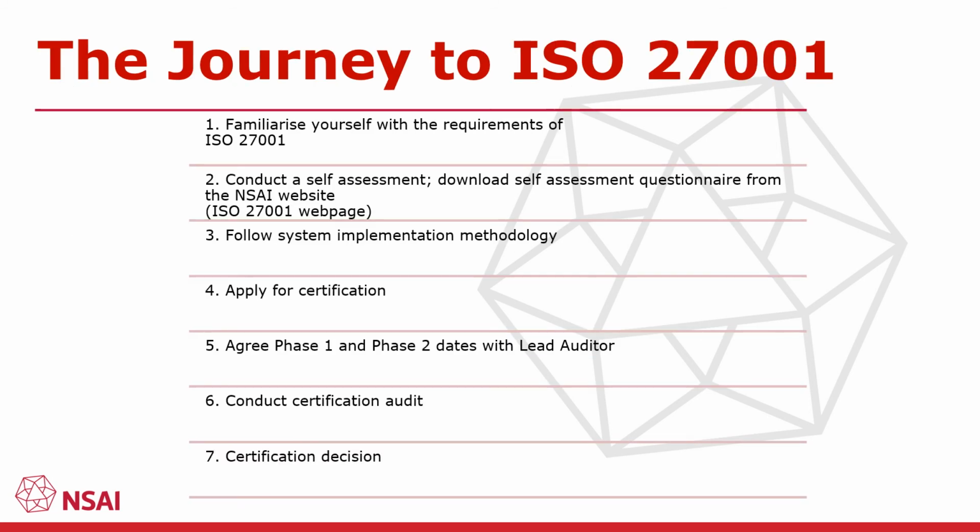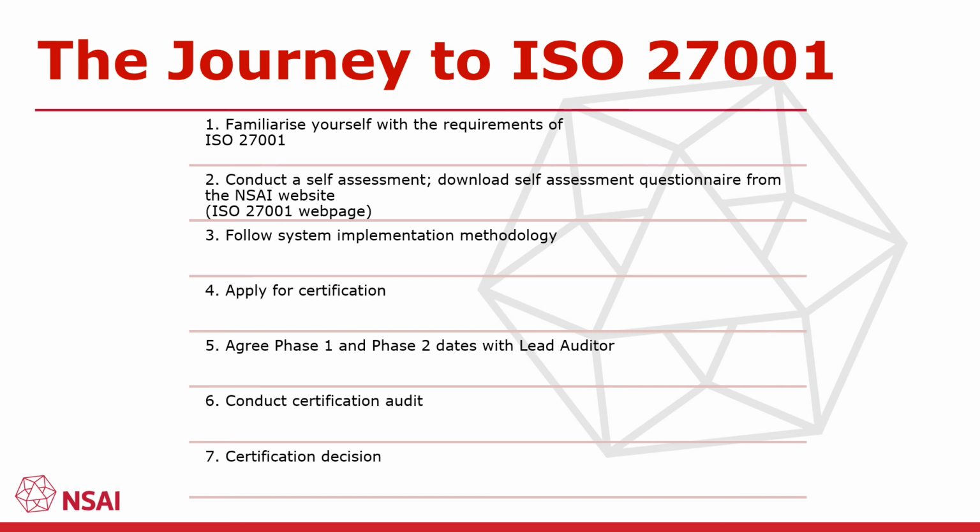How do I become certified? First of all, get a copy of the ISO 27001 standard and familiarize yourself with the requirements and especially the Annex A controls within the standard. You may find you have implemented a lot of these already. Conduct a self-assessment or a gap analysis. Use our guidance document, for example ISO 27002 for the controls, and also our guidance for system implementation. Implement a system and review the policies and controls and adjust them accordingly.